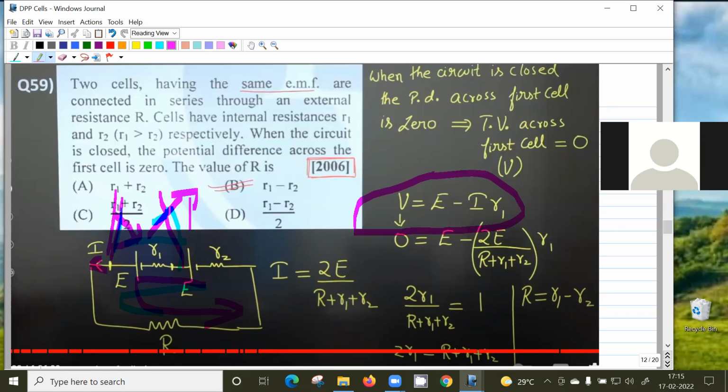V is the drop from this point to this point across cell 1. Okay, when this V is 0, that is possible because these two terms are subtracting. And I is 2E divided by the total resistance. So everything is known here. You have to find capital R in terms of R1 and R2. So E will cancel, and we'll get this one. Simple manipulation.